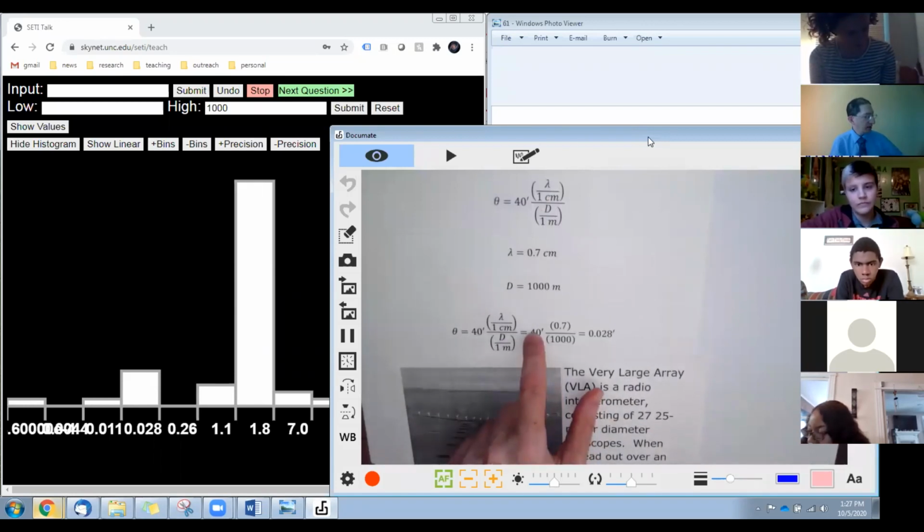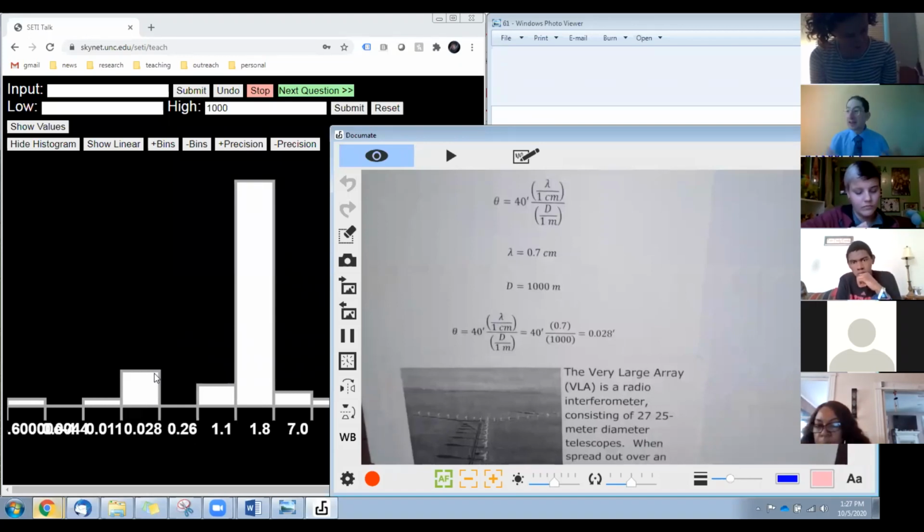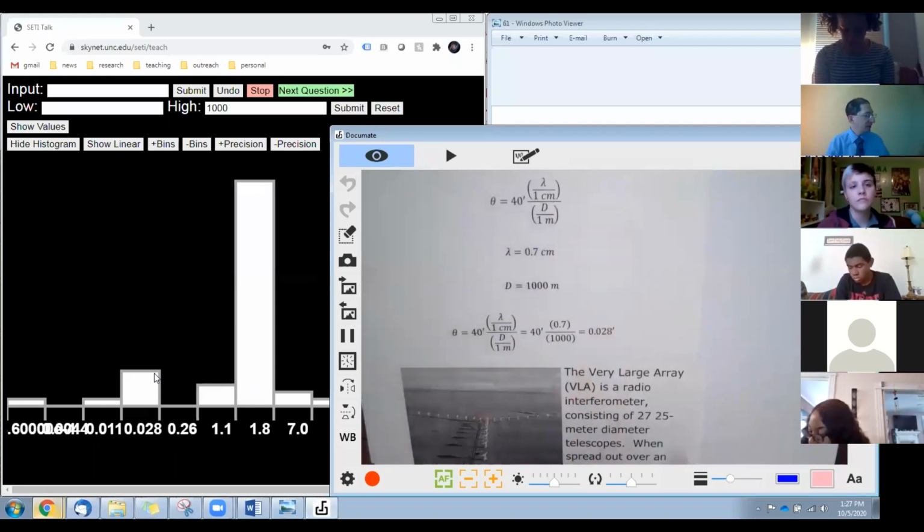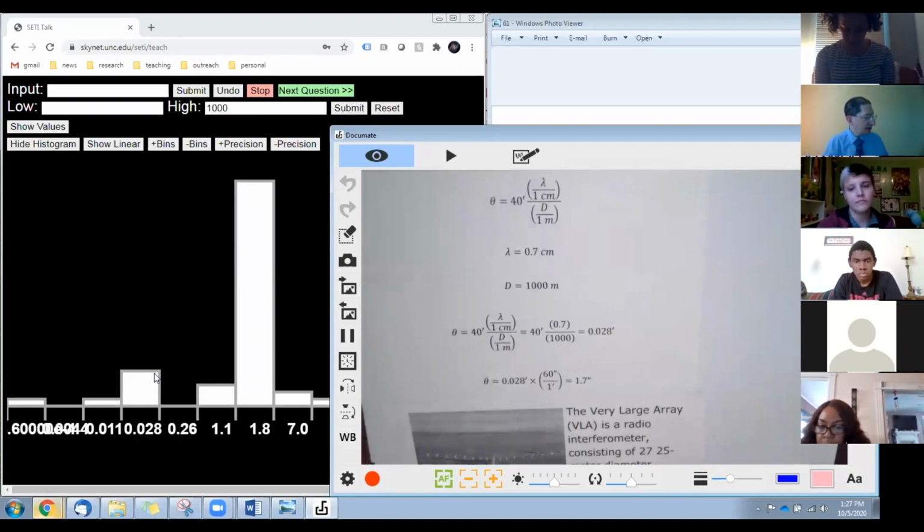And you'll have 40 arc minutes times 0.7 divided by 1,000. That gives you 0.028 arc minutes. That explains our secondary peak over here. But again, that's in arc minutes. And normally with radio telescopes, or at least single dish radio telescopes, that's a good unit. But these interferometers are able to achieve much better resolution because of the very huge diameters. So you'll want to convert that into arc seconds. And you do that by multiplying by 60, which gives us the 1.7, which in the bin here, there it is, 1.7.